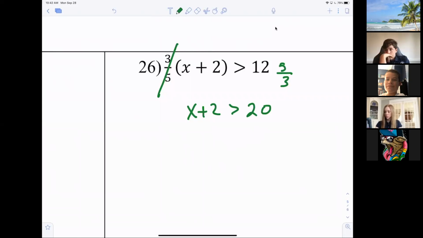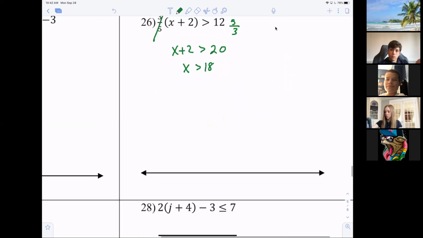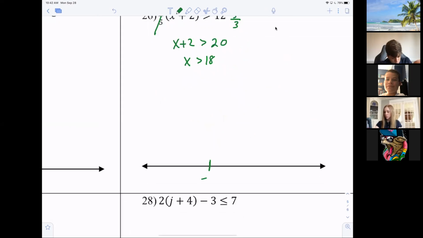No, because I didn't multiply or divide by a negative. You do not change the sign. Final answer: x is greater than 18. So here we go.